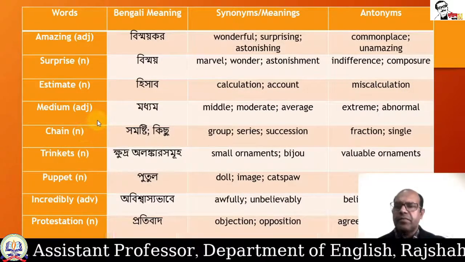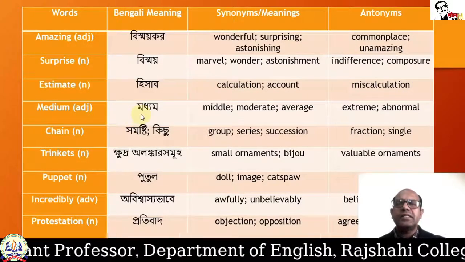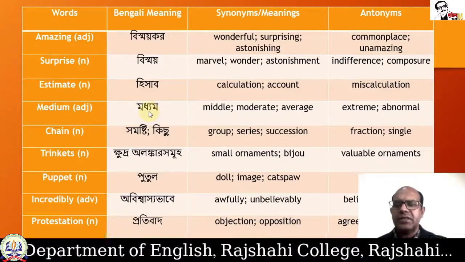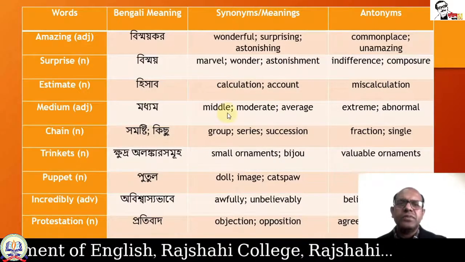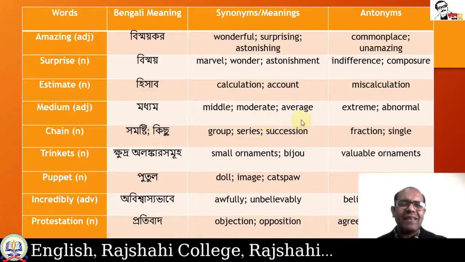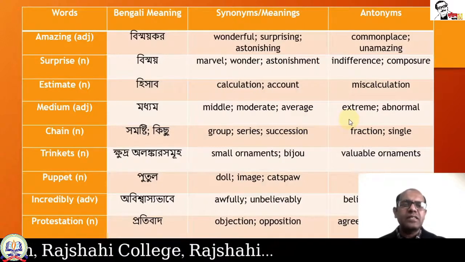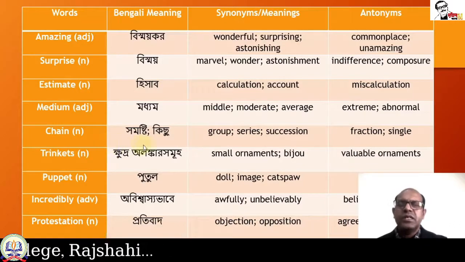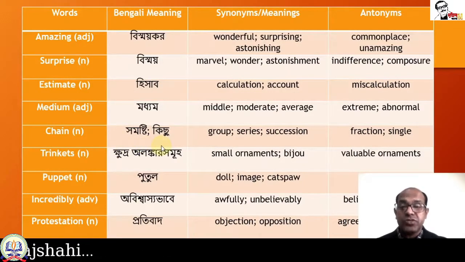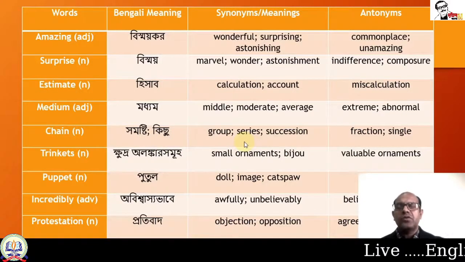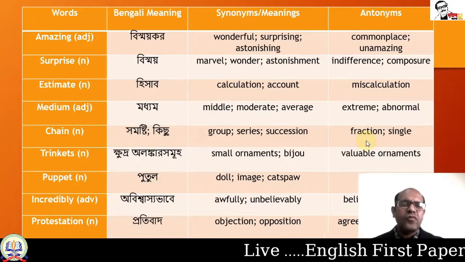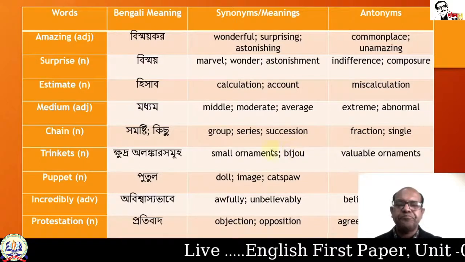Then medium. Medium is an adjective and its Bengali meaning is madhyam. Sorry, there is a typing mistake. It will be madhyam, and synonyms are middle, moderate, and average, and antonyms are extreme or abnormal. Then chain. Chain is a noun. Its Bengali meaning is shomoshti ba kichu, and its synonyms are group, series, succession, etc., and its antonyms are fraction, single, etc.